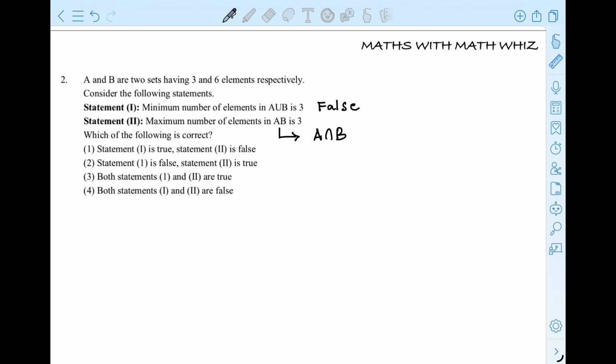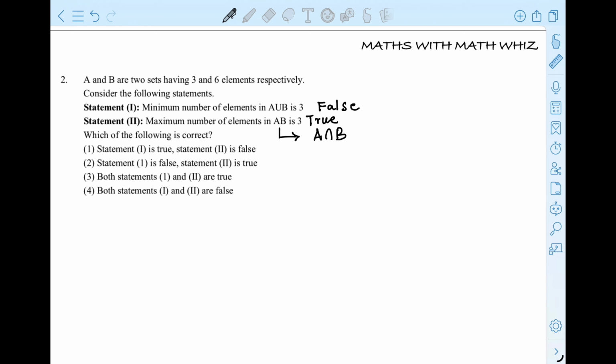In the same way, let us move on to the second one. The maximum number of elements in A intersection B is 3. Since set A has 3 elements in it and set B has 6 elements in it, a maximum of 3 elements of both the sets can be the same. How do we understand A intersection B? It's the common elements between set A and set B. So, if 3 of them are exactly the same in both the sets, the maximum number of elements that A intersection B can have is 3. So, statement 2 is true.